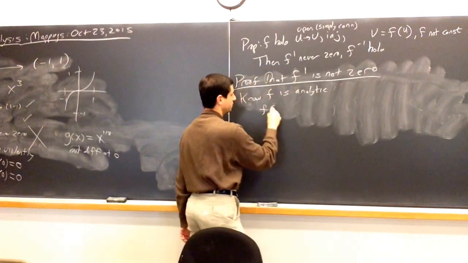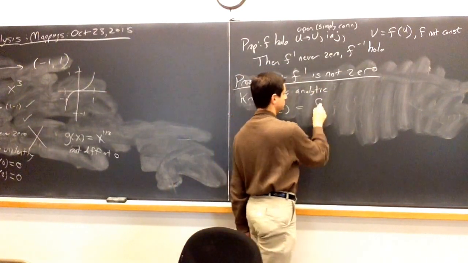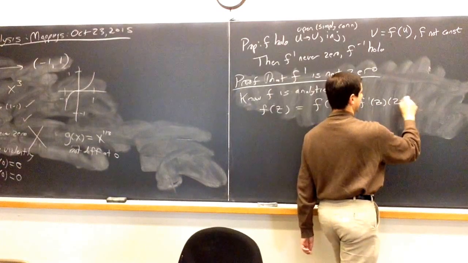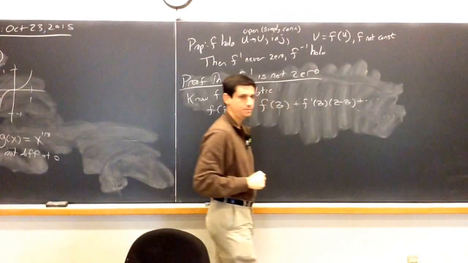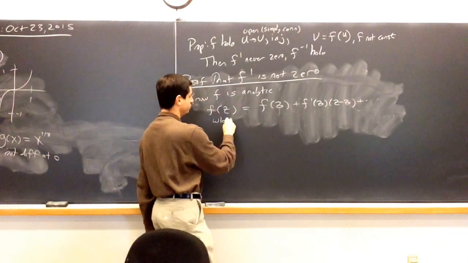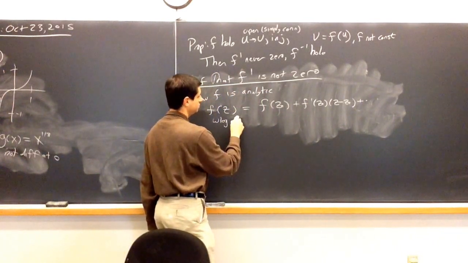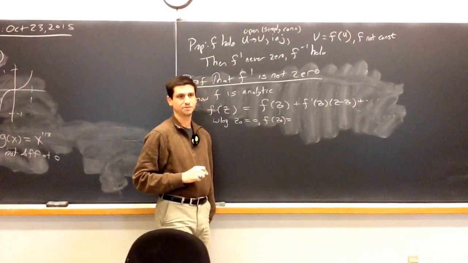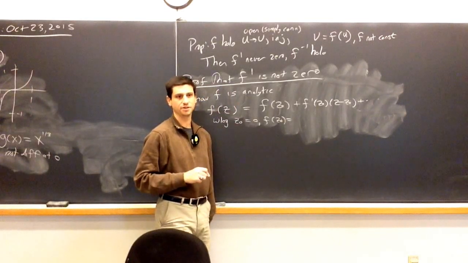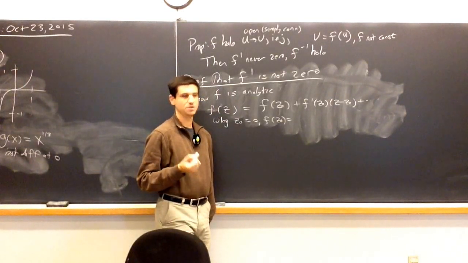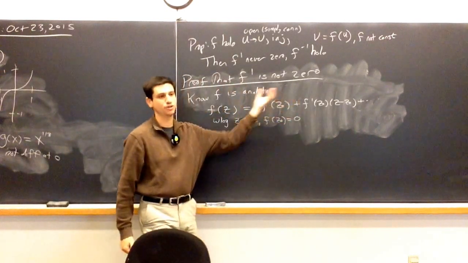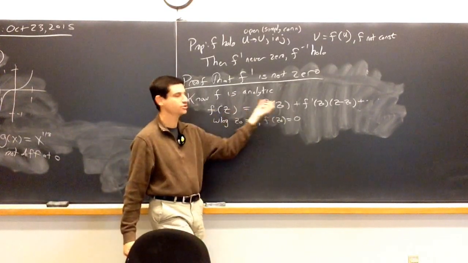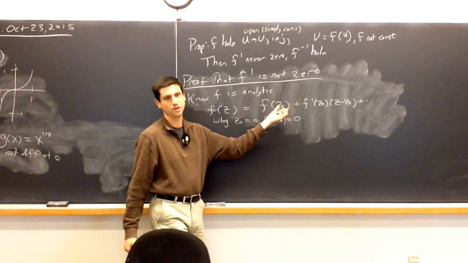So we can write f of z equals f of z naught plus f prime of z naught times z minus z naught, plus and so on. Without loss of generality, let's assume z naught is 0 and f of z naught is, just to make life easy, 0. All this is doing is translating the whole set by sliding z, and then subtracting a constant from the function. If we subtract a constant from the function, we don't change whether or not the first derivative vanishes. So we can simplify notation.